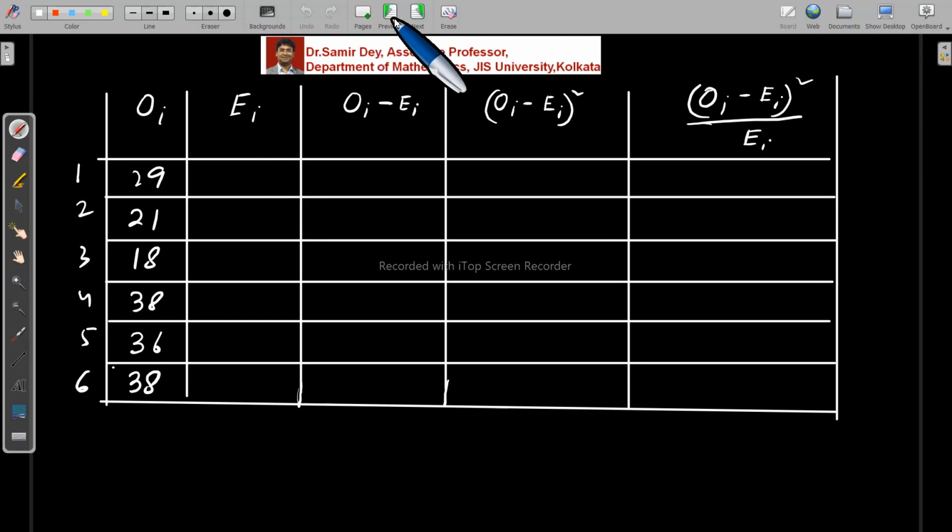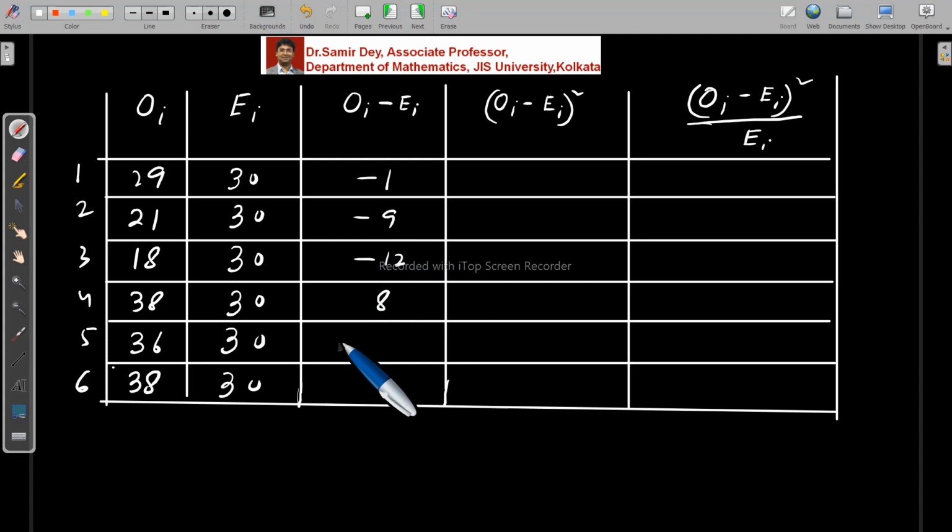Okay. What is your Ei? Do you all know? 30, 30, 30, 30, 30, 30. Is it okay? Now, what is the difference? -1, -9, -12, 0, 6 and 8. Square it: 1, 81, 144, 0, 36, 64. Is it clear?